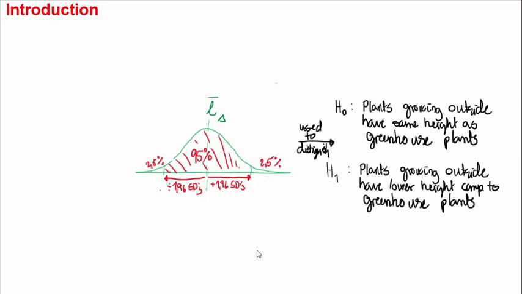And this is important because we use this confidence interval to distinguish between 2 hypotheses we always ask in biology. The null hypothesis, or H0, is that plants growing outside have the same height as greenhouse plants. The H1 hypothesis is that plants growing outside have lower height compared to greenhouse plants.